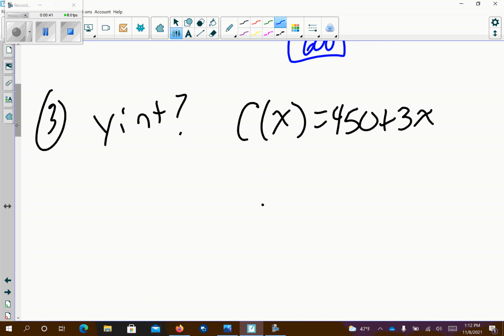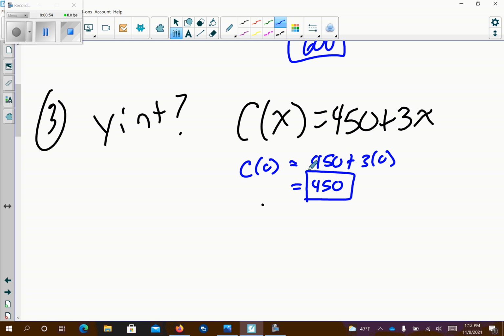Number 3, what does the y-intercept mean in the context of the problem? Well, the y-intercept is going to be C at 0, which gives me 450 plus 3 times 0. 3 times 0 is just 0, so 450. So if I don't make any candles, there's still a $450 setup fee.